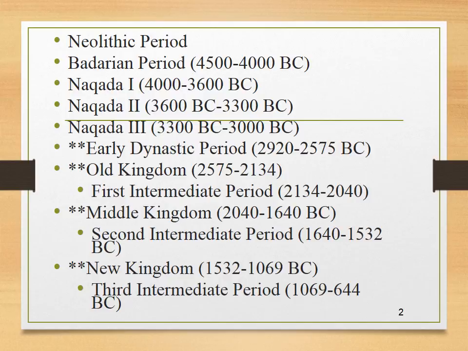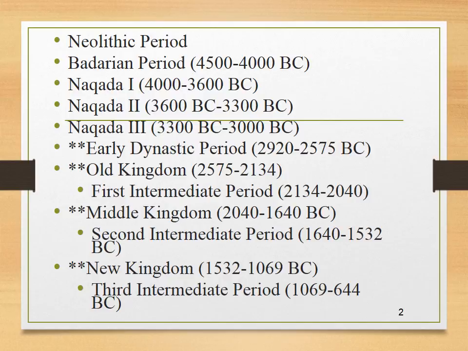But what we'll concentrate on is really up through the Old Kingdom. So I'll talk a little bit about the Neolithic period, and that includes the Badarian, and then Naqada 1, 2, and 3. And Naqada, and these are named after geographical places. So we've seen that before. And then I want to spend a little bit of time talking about the early dynastic period.